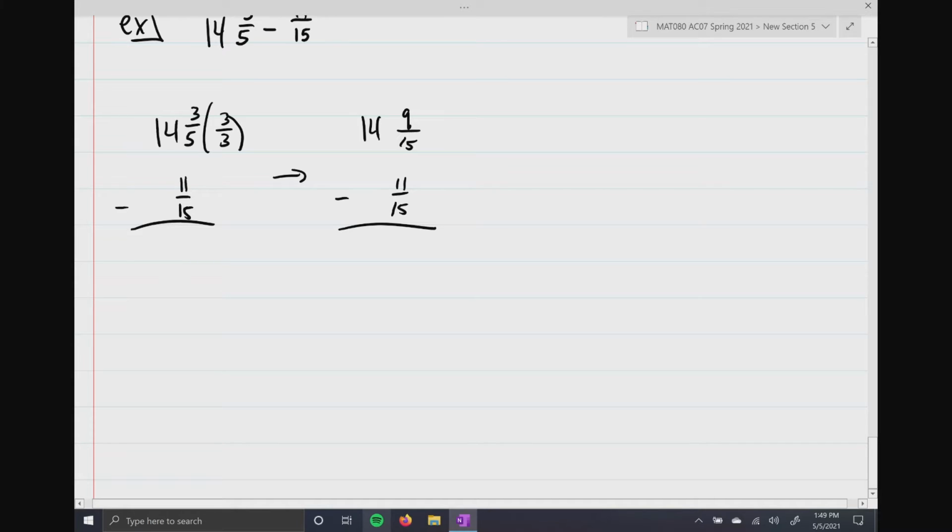So, I have 14 and 9 15s. I need to borrow. Scratch this out. That becomes a 13. I already have 9. I'm borrowing 15 more. So I have 24. Now I can subtract. 24 minus 11 is 13. Denominator stays the same at 15. And 13 minus 0 is 13.